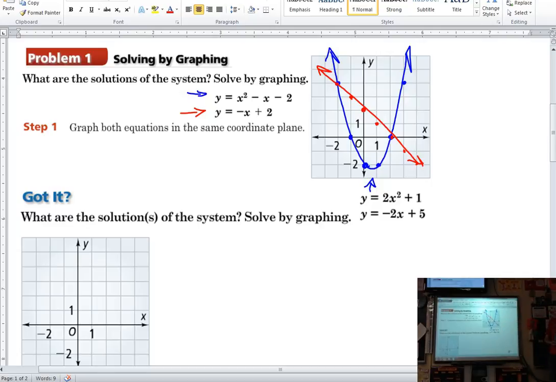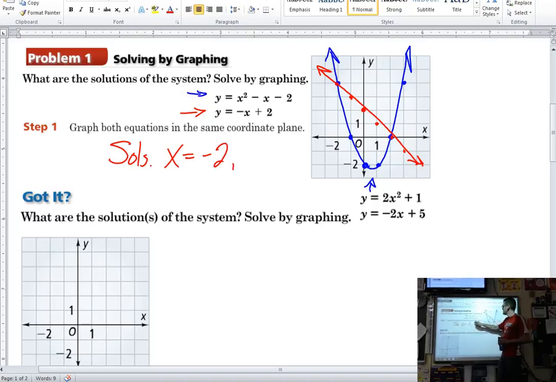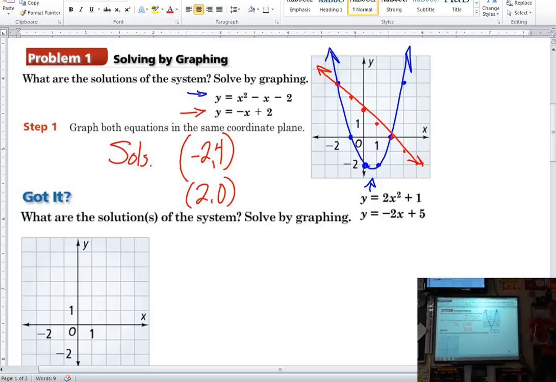So my solution points here, actually, let's just put the whole point. So we have -2, 4, and 2, 0. And if this was modeling a real situation, we would interpret those solutions and determine if they're both valid or if only one of them is valid or what that's telling us. Questions?